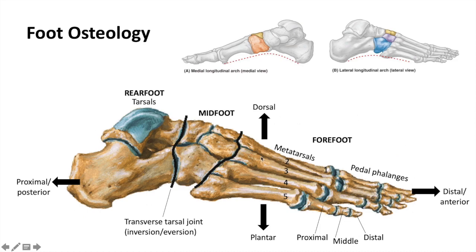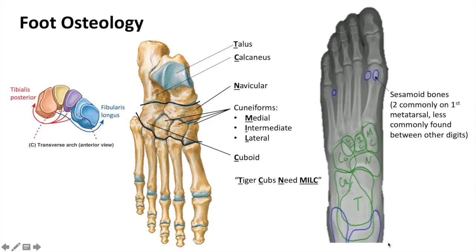The dorsal portion of our foot is what we would consider the top of our foot. The plantar aspect is where the arch of the foot is located, and it's the part that would be touching the floor. Okay, so looking at the foot osteology, it's really important to know what all of the bones of the foot are and where they're located. An easy way they could ask this question is to show you an x-ray, point to one of the bones, and ask what bone this is. A way of remembering this would be tiger cubs need milk. So it's talus, tiger; cubs, calcaneus; need, navicular; and then M-I-L, and cuboid's the last C.